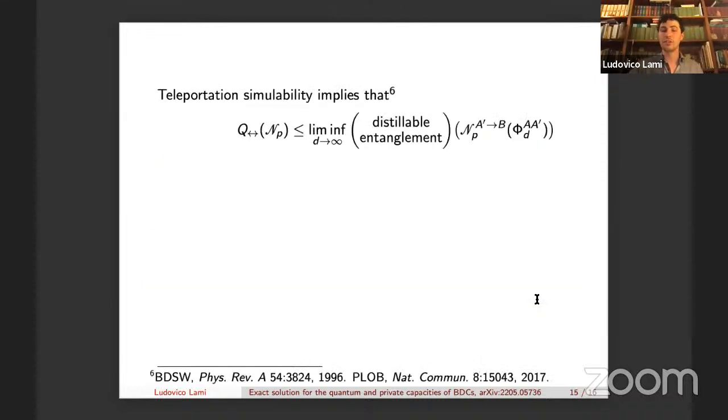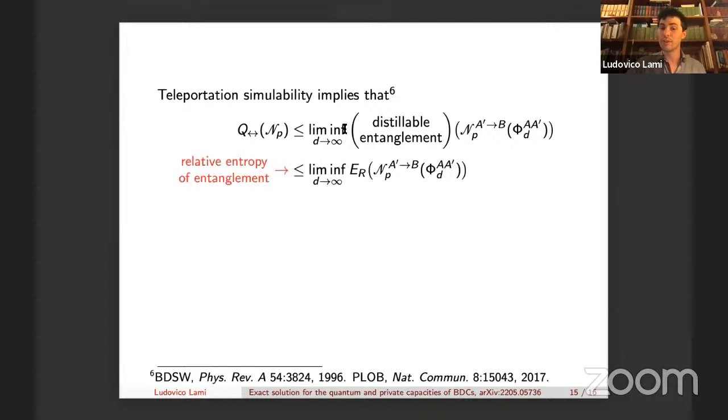Teleportation simulability implies that the two-way quantum capacity is upper bounded by the distillable entanglement of the Choi state in the limit. Then you do some tricks, for example, upper bounding the distillable entanglement with the relative entropy of entanglement. That's a very well-known fact in entanglement theory.